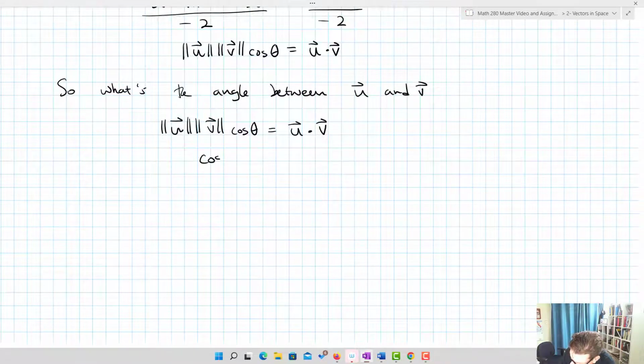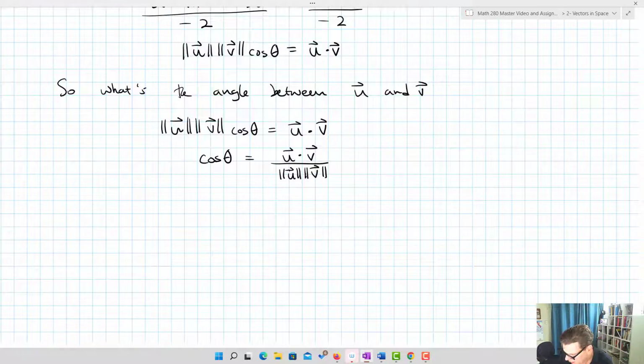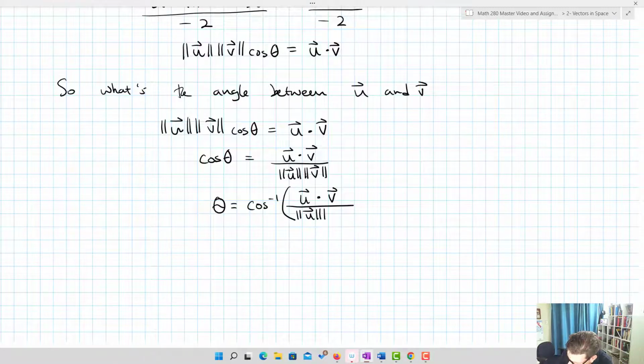So that gives me that cosine theta is going to equal U dot V divided by the magnitude of U times the magnitude of V, okay? And so theta then is going to equal the cosine inverse of U dotted with V divided by the magnitude of U times the magnitude of V. Okay? And this is for theta greater than or equal to 0 and less than or equal to pi. So between 0 and pi, okay?